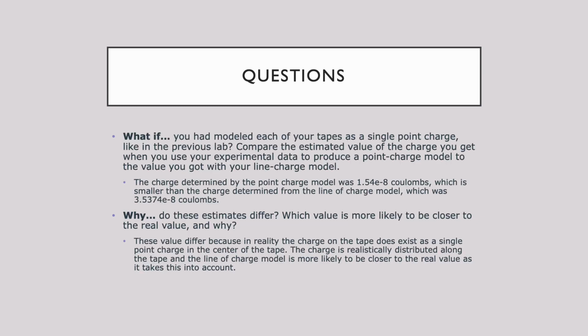When compared to the point charge model from last week, the line of charge model resulted in a larger calculation for the charge, which is 3.5374 e negative 8 coulombs versus 1.54 e negative 8 coulombs. And this is likely due to the charge existing distributed among the tape rather than a point charge at the center of the tape, making the line of charge model more accurate than the point charge model.